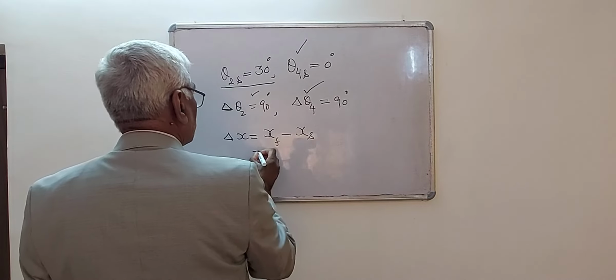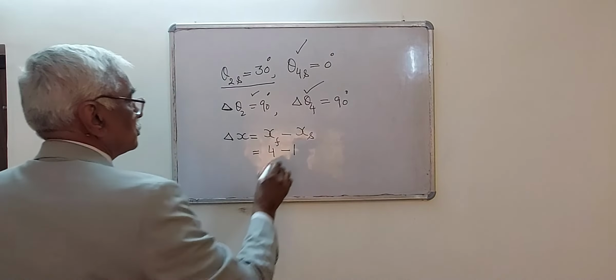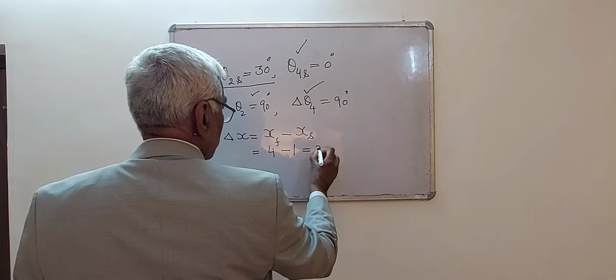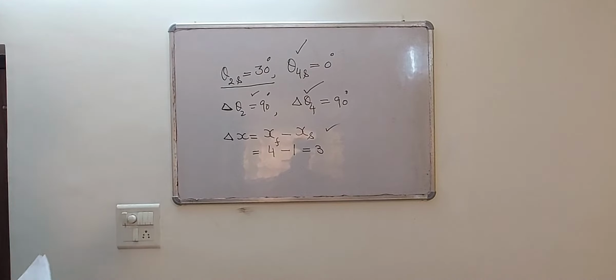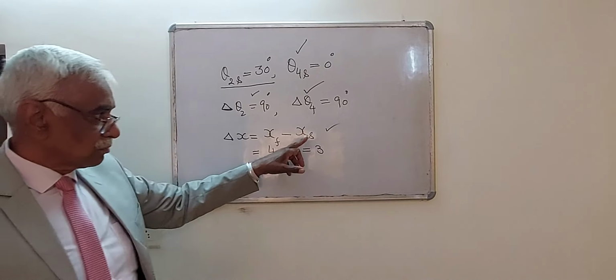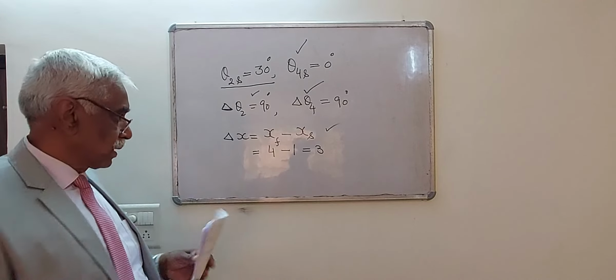What is the final value of x? It is 4. Starting value of x was 1, so delta x is equal to 3. It is given in the numerical itself. X is 1 to 4. Initial value of x, starting value is 1, and final value of x is equal to 4.